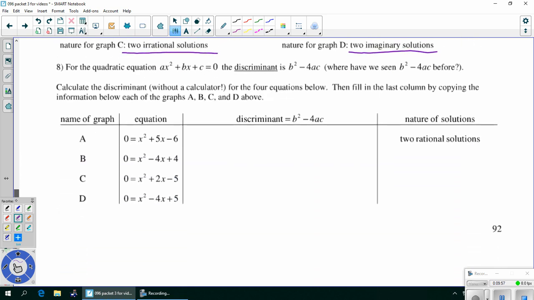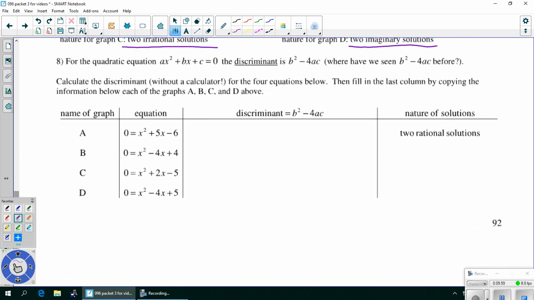Okay, number 8 has a definition. So the nature, I said I would define it. Nature just means how many solutions and what kinds of numbers are they? Are they rational, are they irrational, or are they imaginary? How many and what kind?